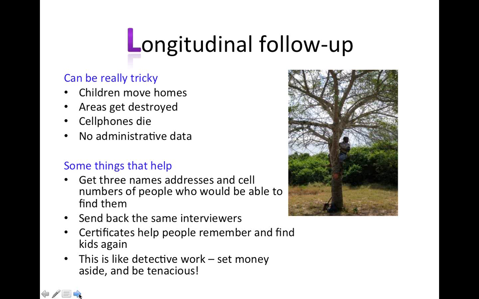Do set more money aside for the longitudinal follow-up than you needed for the baseline. People often assume you need the same amount. You don't. You need more because you've got to try harder to find them. And be tenacious. This is like being Sherlock Holmes, my team always say.